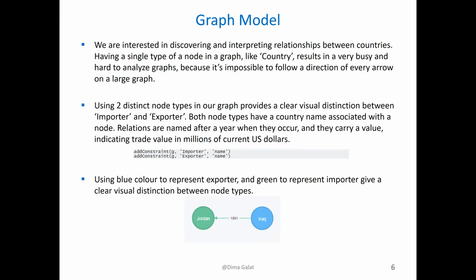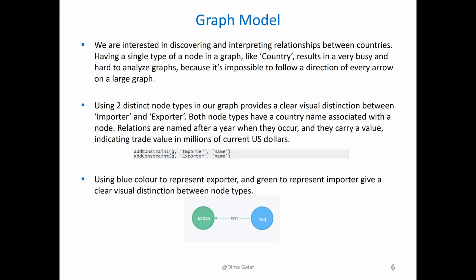The graph model is a very interesting thing for discovering and interpreting relationships between countries. The first time I had a go at it, my intuitive impulse was to model every node in the graph as a country, which resulted in a very busy and hard to analyze graph, because you cannot follow every arrow in a very large graph. Instead, using 2 distinct node types in the graph provides a clear visual distinction between importer and exporter.